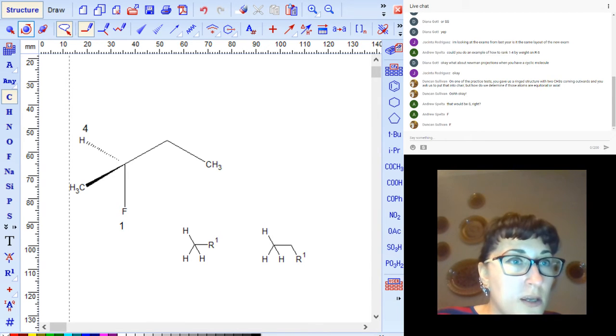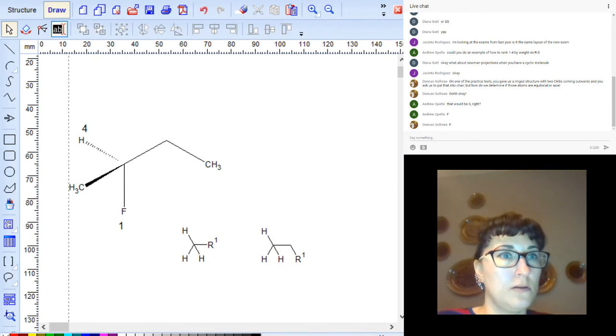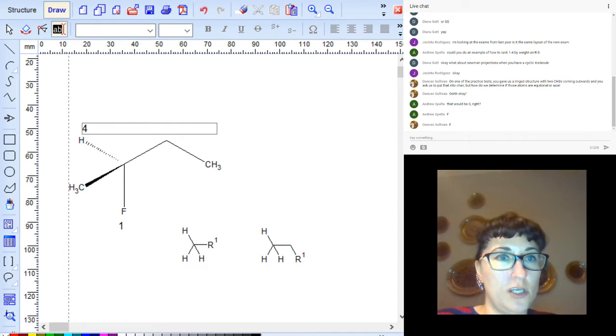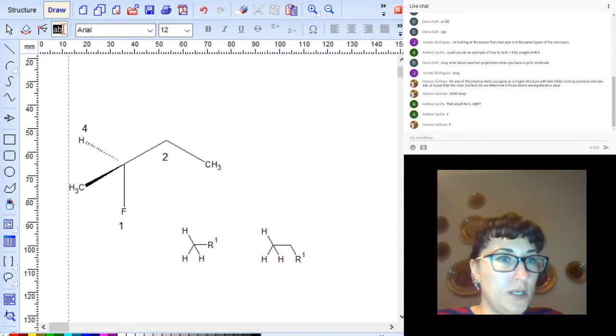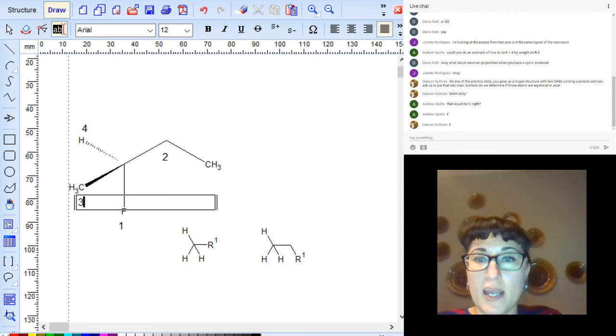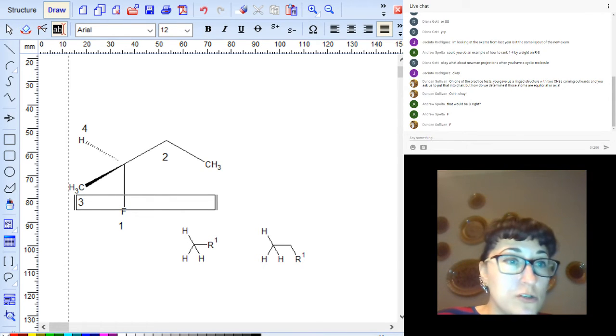So that would make this group over here, put it down here, that would be number 2. And that would be number 3. And as you said, that would be a stereochemistry.